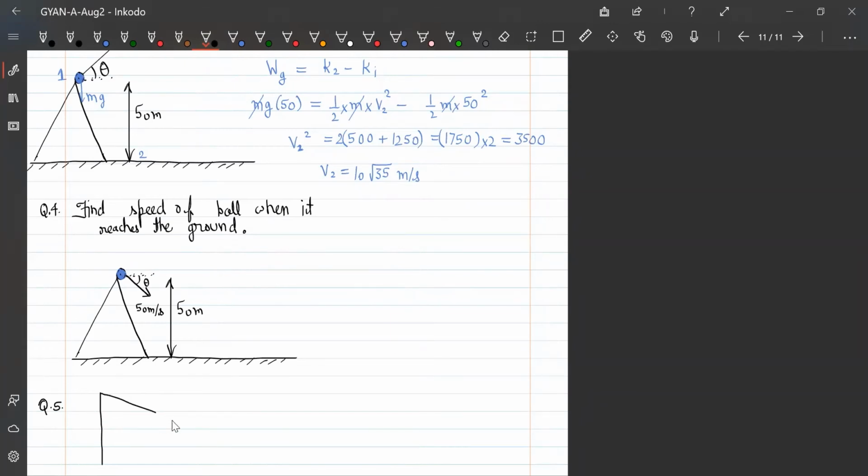Suppose you have an inclined plane and a ball is initially at point A and is rolling down the inclined plane. It is just sliding down the inclined plane with speed, let us say 5 meter per second. And this height is 5 meter again. Find the speed of the ball when it reaches point B. This surface is frictionless.